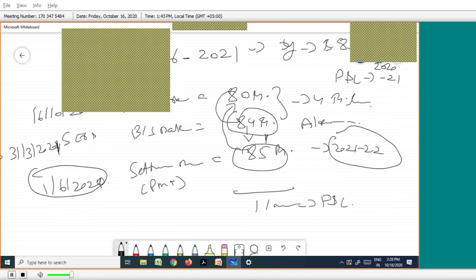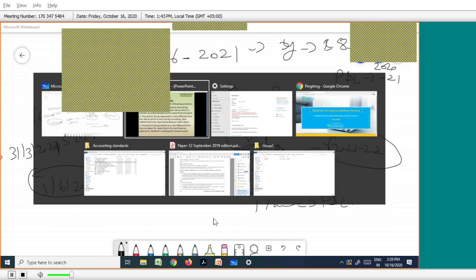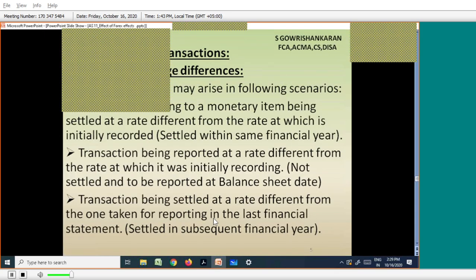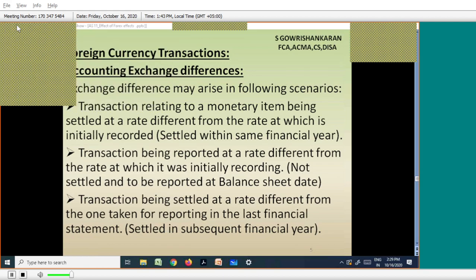If it is a gain, what to do? We have to credit to the P&L account. If it is a loss, debit to the P&L account. If it is a gain, credit to the P&L account. So this is what is explained in this case. Read the last para: transaction being settled at a rate different from the one taken for reporting the last financial statement.